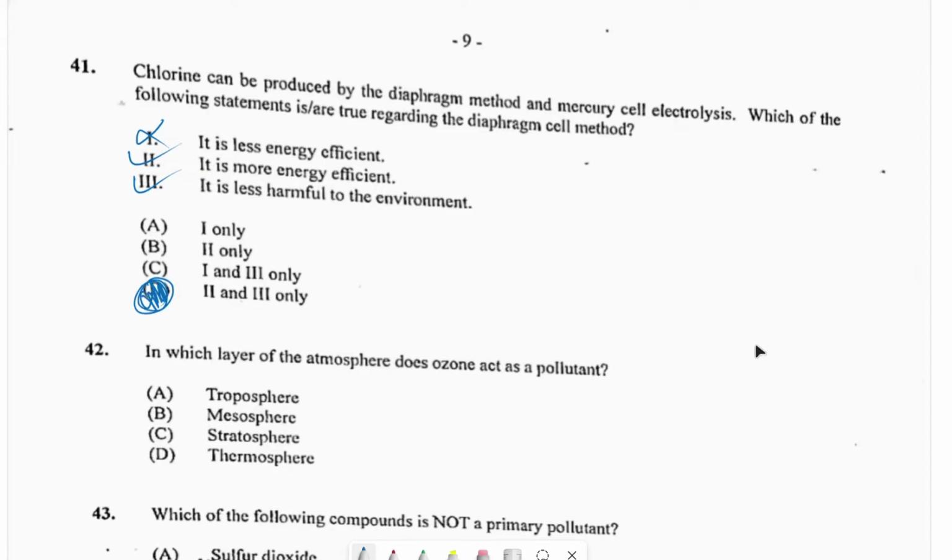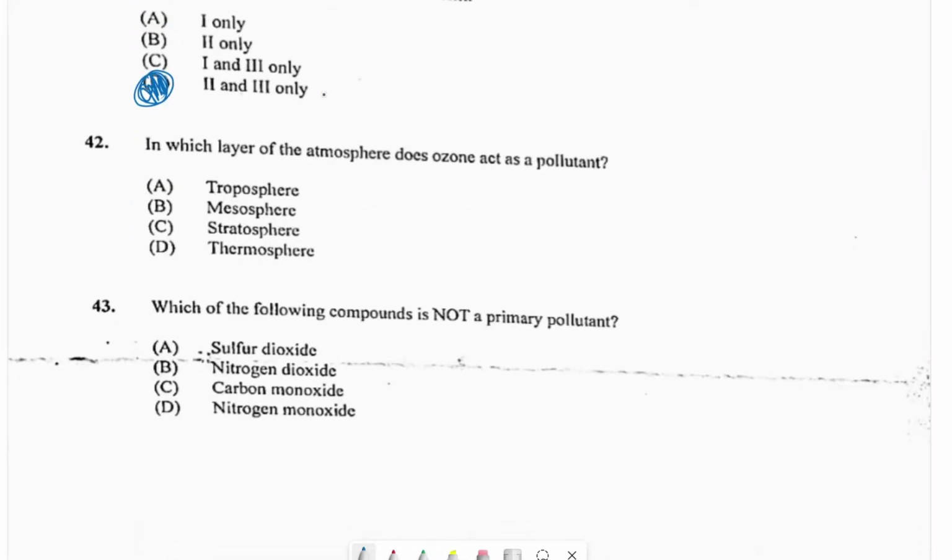In which layer of the atmosphere does ozone act as a pollutant? Boy, my brain is lagging. Troposphere. Tropospheric ozone is known as bad ozone, while stratospheric ozone is known as the good ozone. Which of the following is not a primary pollutant? Nitrogen dioxide. For some reason the paper is missing numbers 44 and 45, so this is where we'll end it.